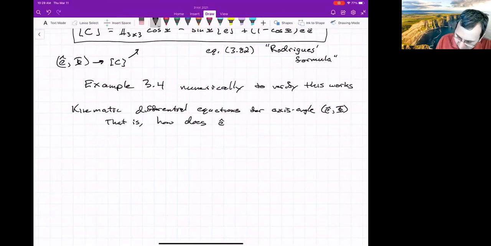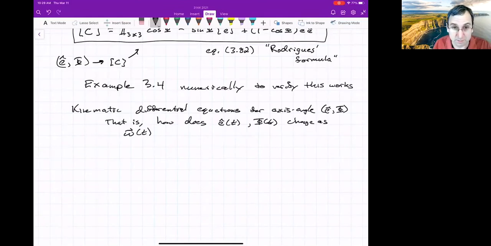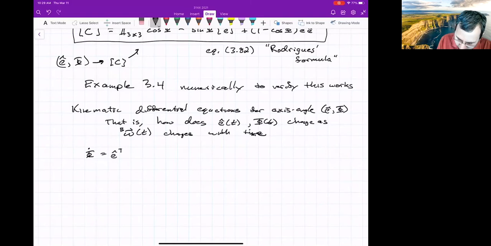You have E instantaneous and phi instantaneous, as omega, the angular velocity viewed in the body fixed frame. So that's going to give us some differential equations. Those differential equations are these: phi dot equals E transpose times omega, where omega is written in terms of the body fixed frame.